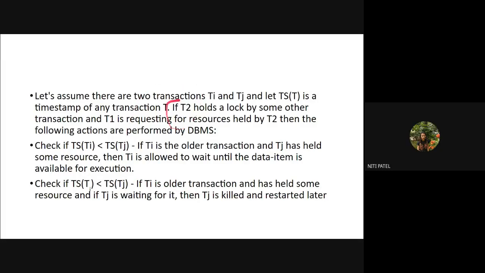That means what I'm telling is the data item is with some other transaction. Let it be Tk के पास है, Tj ने भी Tk को request किया है, Ti ने भी Tk को request किया है. But in that case, I will be checking the timestamp of Ti and Tj. So when I check the timestamp of Ti and Tj, if Ti is older, Ti will be made to wait until the data item is released by Tk and given to Tj and then released from Tj and given to Ti. Understanding?